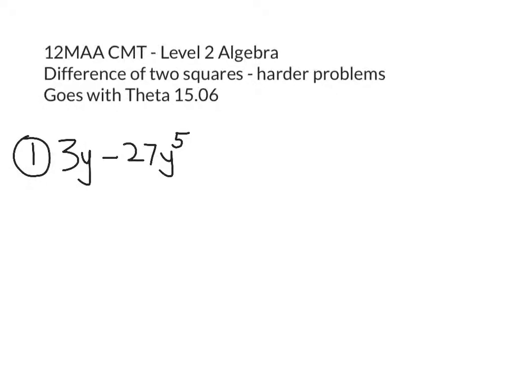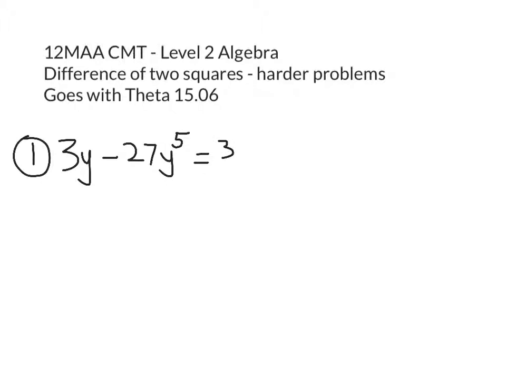This is the second video I'm doing on the difference of two squares. So go and watch the first, easier one before you get into this, if necessary. In this problem here, the first thing I notice is that I've got a common factor of 3. So let's take that out.